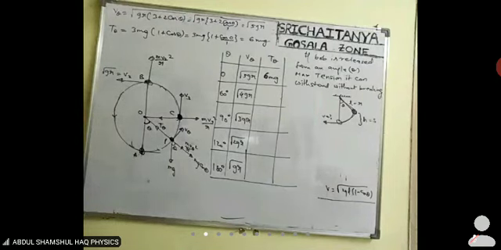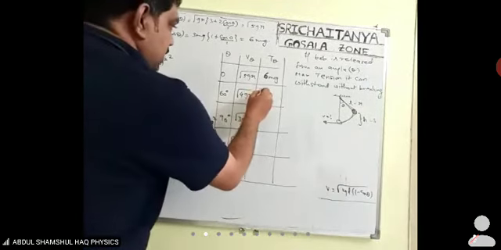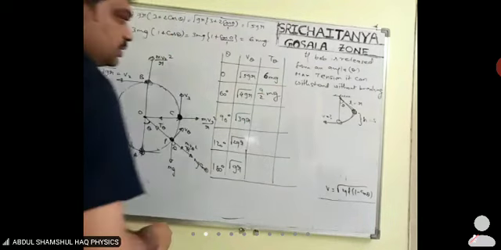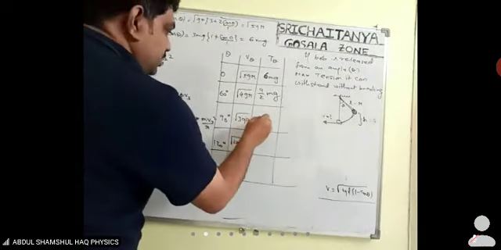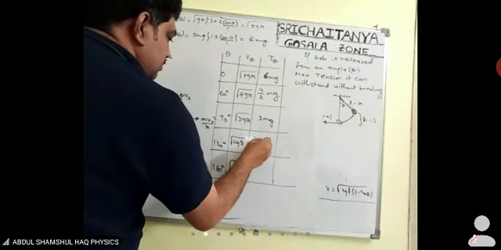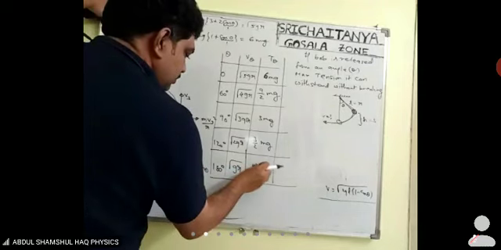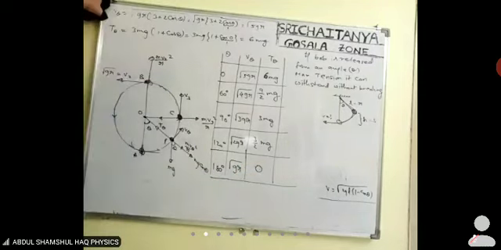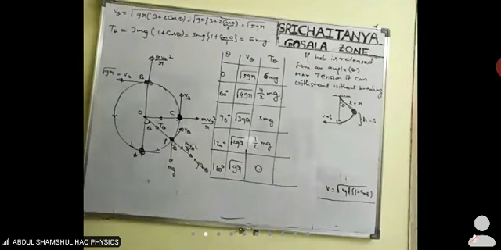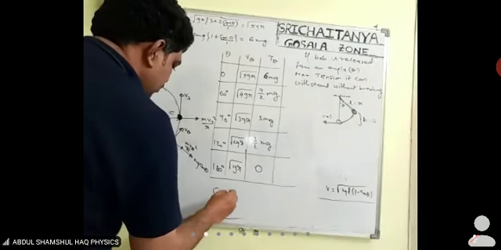Right. Similarly, tell the tensions, students. Yes, Shashank. Yes, very good. So this would be 9 by 2 mg. If this is 9 by 2 mg, this would be 3 mg. This would be 3 by 2 mg. This would be 0. Cos 180 is minus 1.